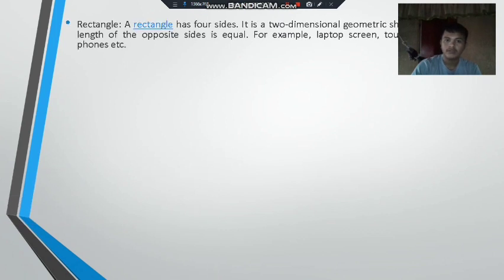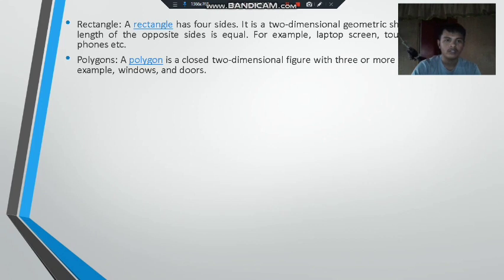A rectangle has four sides. It is a two-dimensional geometric shape in which the lengths of the opposite sides are equal. For example, laptop screens, touchscreens, mobile phones, etc. Polygon. A polygon is a closed two-dimensional figure with three or more straight lines. For example, windows and doors.